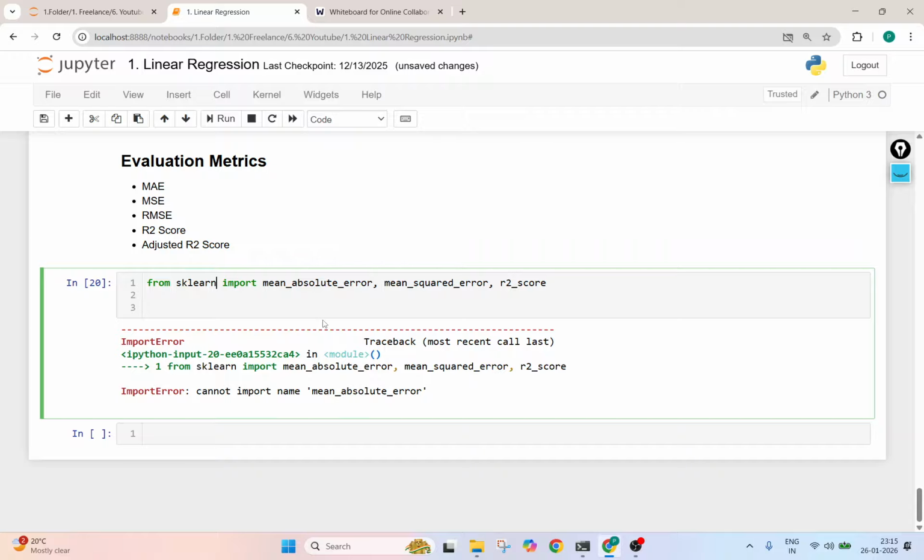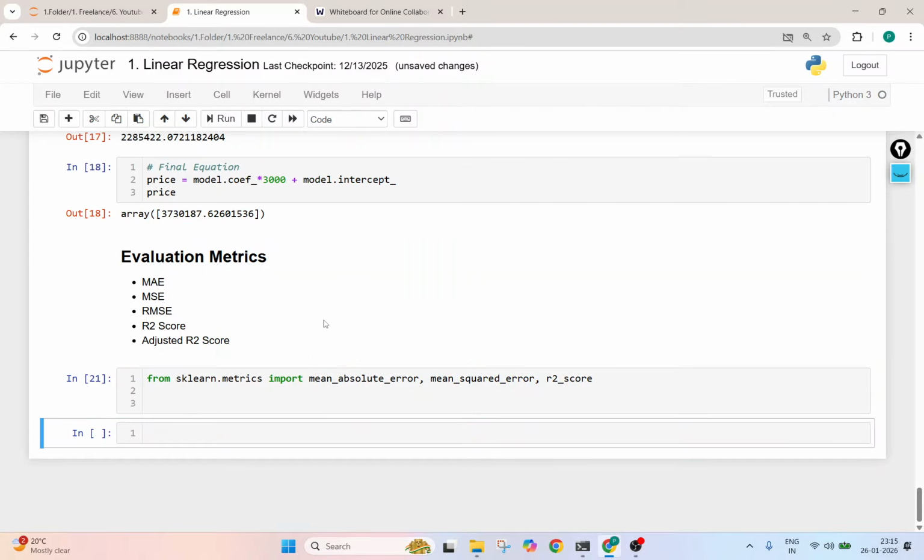Yeah, I think from sklearn.metrics is why it's creating the problem. Yeah, now it's fine. So from sklearn.metrics, import mean absolute error, mean squared error, and R2 score. Now let's check for all of them.